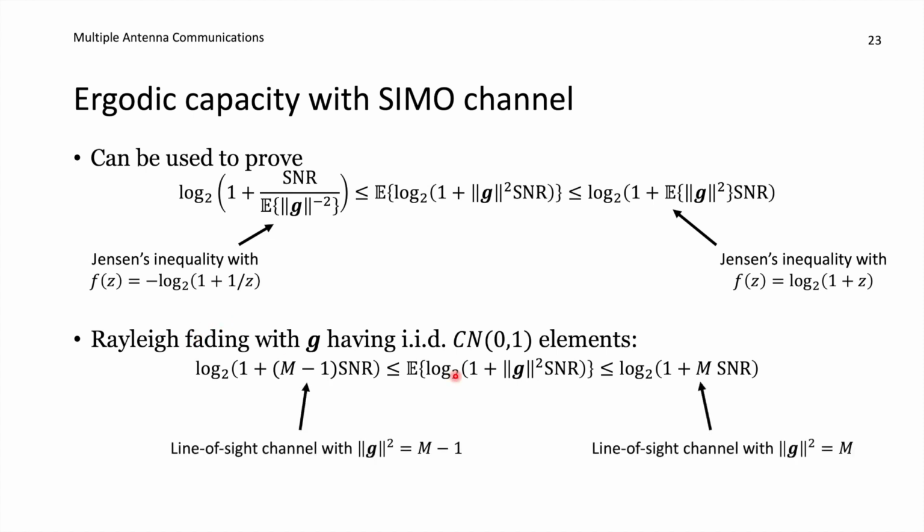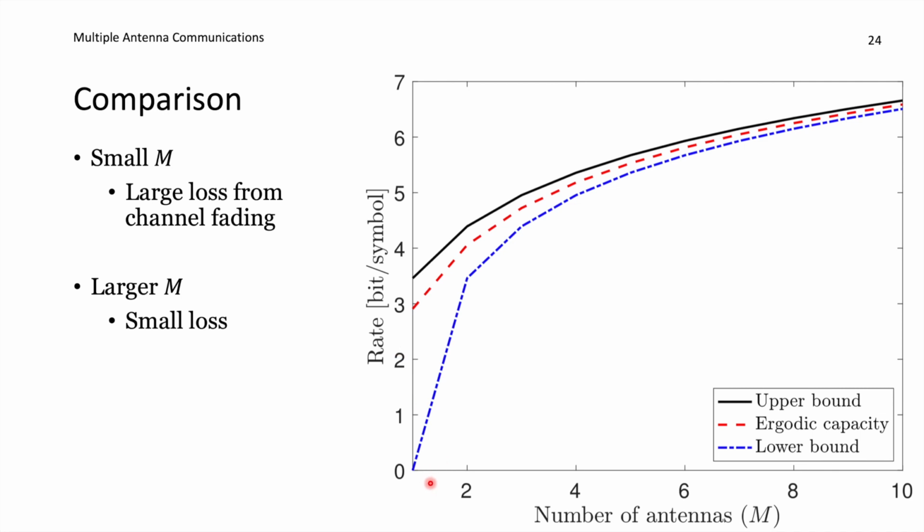This is interesting because now we have bounded the ergodic capacity of the SIMO channel between 2 values. The upper bound is equal to what we will get in a line of sight channel with m antennas. And the lower bound is what we get in a line of sight channel with m minus 1 antennas. So we are sort of losing 1 antenna. So if we are plotting these 3 different cases, then here we have the number of antennas from 1 up to 10. The red curve is the ergodic capacity, which you can compute numerically. The blue curve is the lower bound, and the upper bound is the black curve.